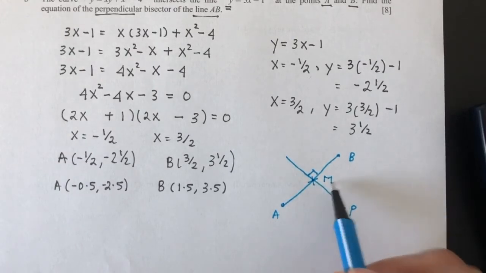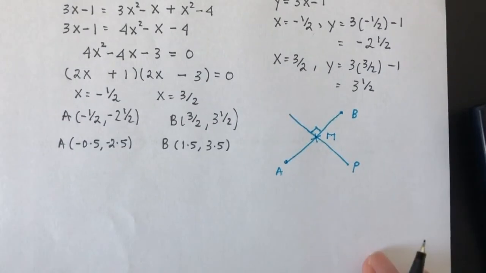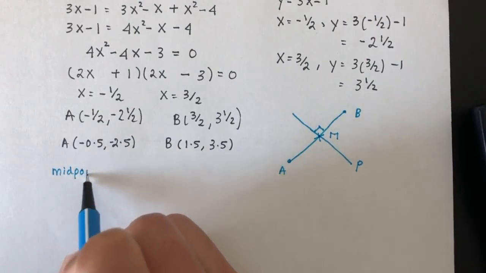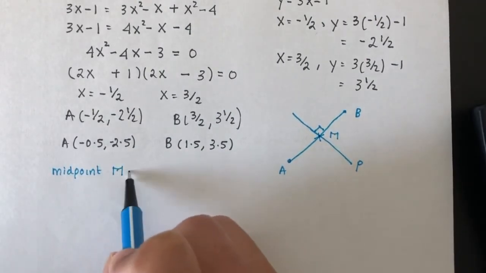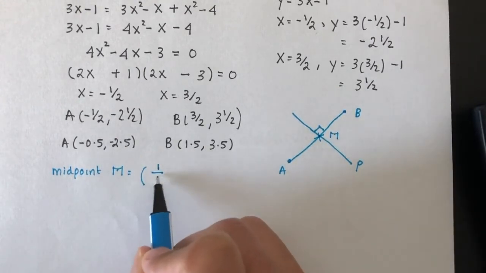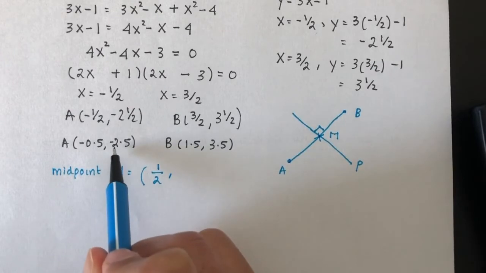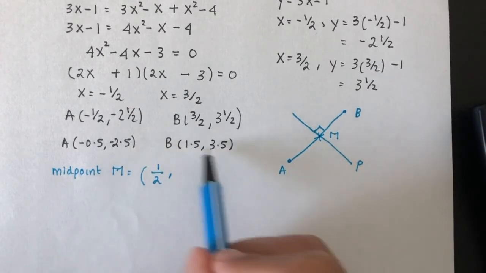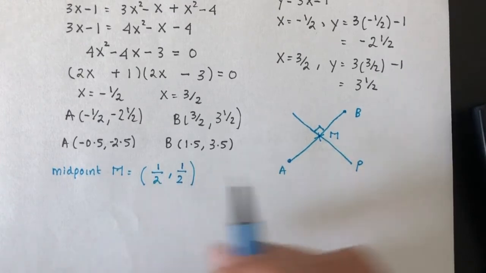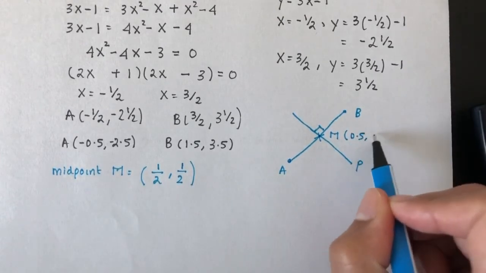So let's first find the midpoint. What is the midpoint of AB? So midpoint M, that is (x1 plus x2) over 2, that will be 1 over 2, and then we have (y1 plus y2) over 2, that will be the same, 1 over 2. That is your midpoint, which is 0.5 and 0.5.